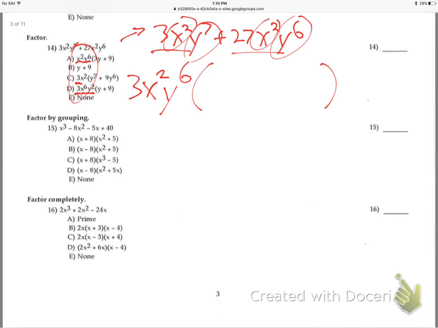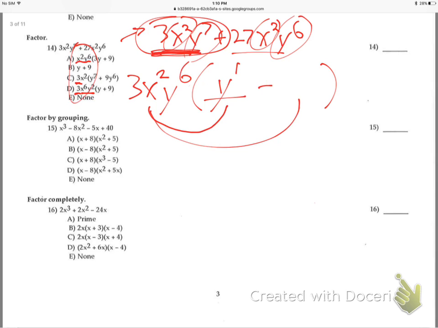Now let's figure out what goes inside. 3x squared y6 times what will go back to this? Regular y. Y to the first, right? We'll add and go back to this. The second one, plus 3x squared y to the 6 times what will go back to this?